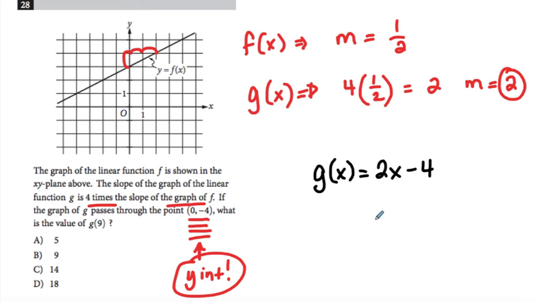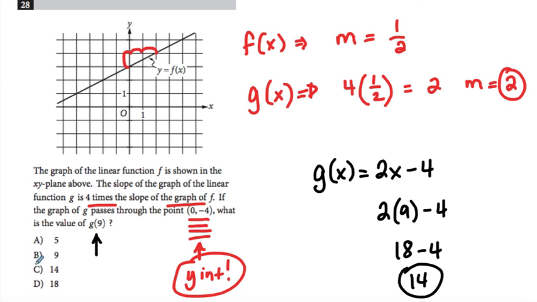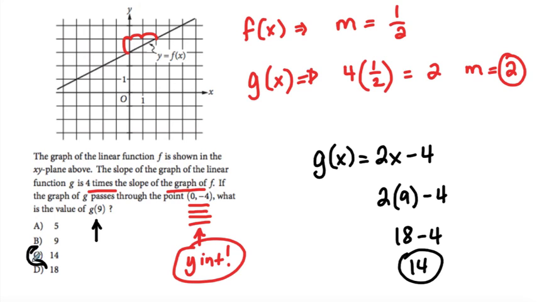Now that helps me because it is asking me to find the value of g at 9. Well, it's just saying let 9 be x for my equation. So 2 times 9 minus 4 would give me 18 minus 4, so 14. This is one way of doing it, not the only way. So anyways, hope that helps.